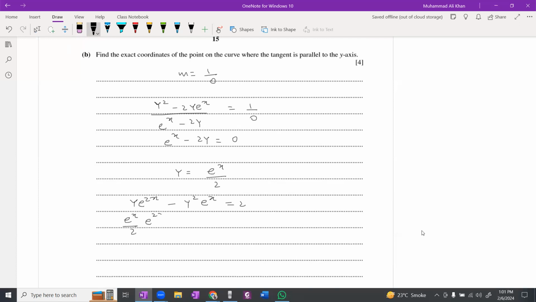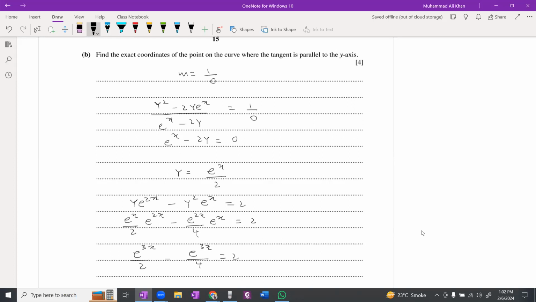e power 2x minus y square, and when we put e power x over 2 in place of y, it will be e power 2x over 4 e power x equals 2. By taking LCM with 4, it will be e power 3x upon 2. Let's first write it like this: e power 3x upon 4 equals 2.